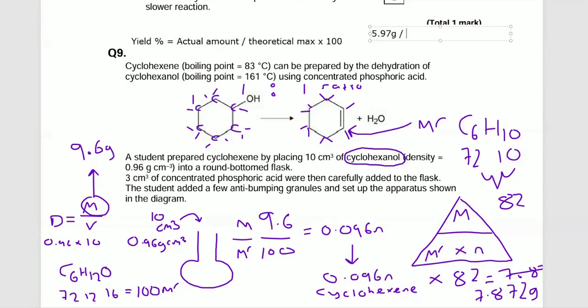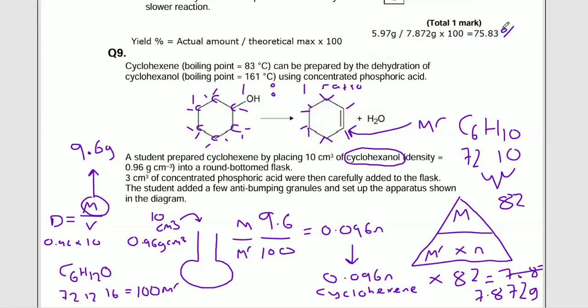So I want to do 5.97. That was the grams that they actually got from their experiment. Divide it by the amount they should have got, or the theoretical maximum, 7.872, times 100, and I basically get 75.83%. Now you can round that in your calculator, but on the mark scheme they expect anywhere between 75.8 and 76%. So that's nice. That's going to get you all 3 marks.